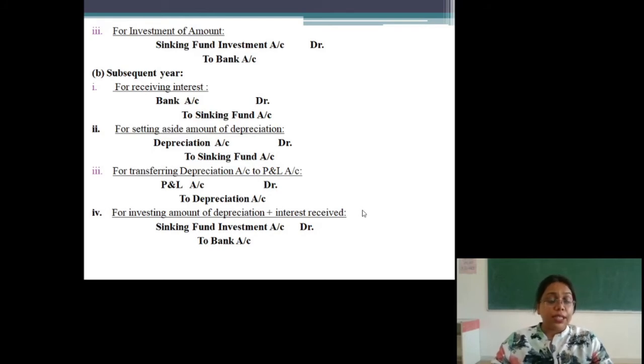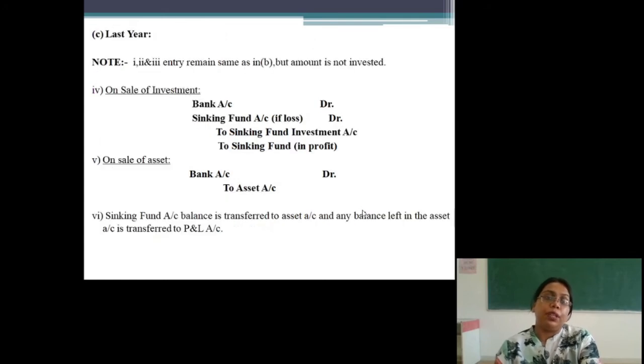B, for subsequent years, for receiving the interest: bank account debit to sinking fund account. For setting aside the amount of depreciation: depreciation account debit to sinking fund account. For transferring depreciation to P&L account, the entry will be P&L account debit to depreciation account. And lastly, for investing the amount of depreciation plus interest received, the entry will be sinking fund investment account debit to bank account. And in the last year, the entries will be the same.